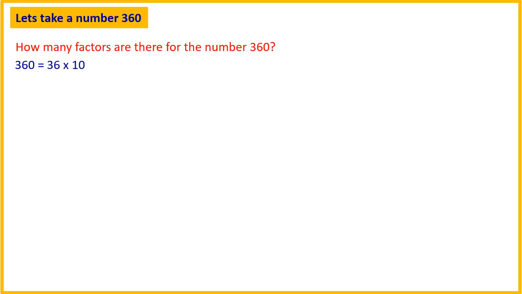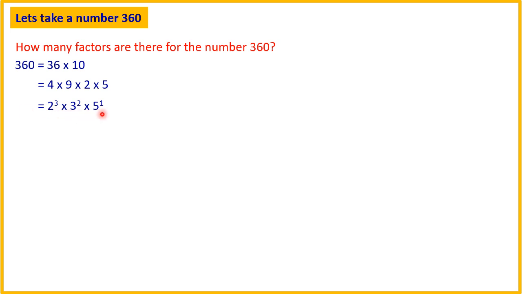Let's take a number 360. If I ask you how many factors are there for the number 360, by the same procedure we have to determine. So the number 360 can be factorized as a product of 36 and 10 at first. Now 36 can be further written as 4 into 9 and 10 can be splitted as 2 into 5. So we will collect all 2's, all 3's, all 5's and we can write it as 2 cube into 3 square into 5 to the power of 1.